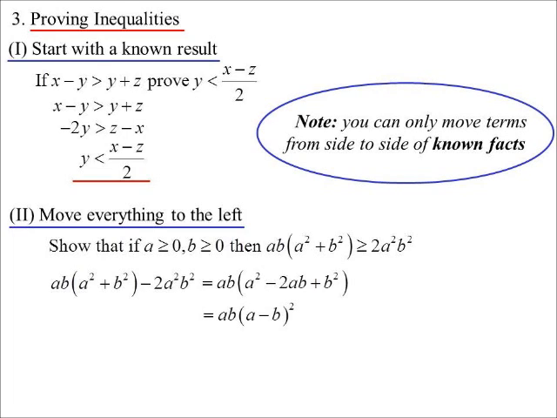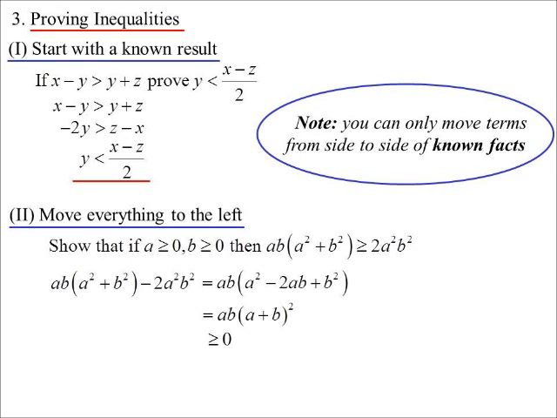They told me a was positive. They told me b is positive. We know squares are always positive, or 0. So that is always greater than or equal to 0. That's now a known fact. Well, because it's a known fact, I can now go and move this term across and say, oh, well, therefore, ab(a squared plus b squared) is always greater than or equal to 2a squared b squared. So that's the idea I was talking about, left-hand side minus right-hand side. Just work with that expression.